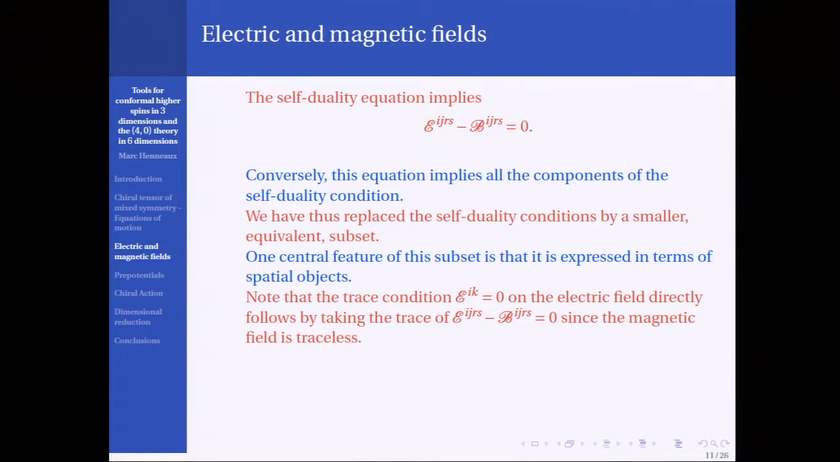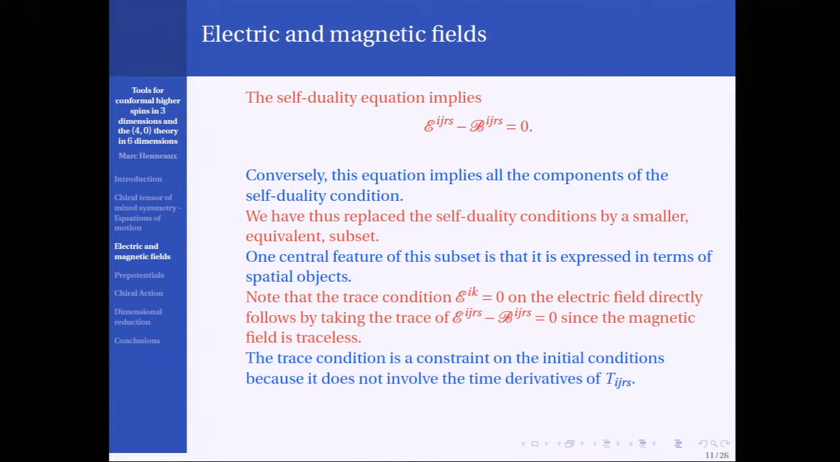And we should really view that, as we will see, as a constraint on the initial conditions, because it does not involve the time derivative of the gauge field. This is new with respect to the two-form case, in which we have only that, and there is no analog of that constraint. And this is what forces new developments.